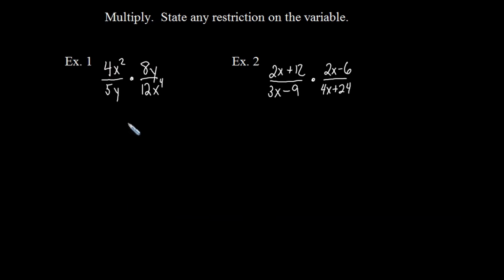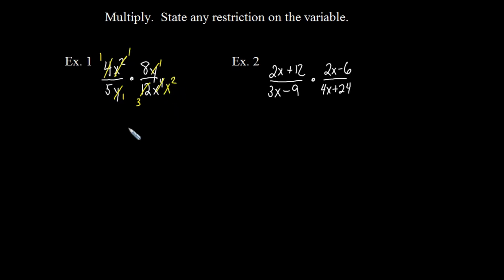So returning back to example 1, we can look at the 4 and the 12, and realize that they can both be divided by 4. So divide the numerator here by 4 and get 1, divide 12 by 4 and we will get a 3. We cannot do anything with the 8 and the 5, nor the 8 and the 3, so our constants are now simplified. We can look at the variables, and we can divide the y's. They will simplify to 1. And then we can divide x squared and x to the 4th. And they will cancel, leaving an x squared in the denominator.